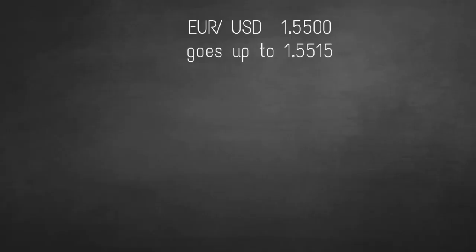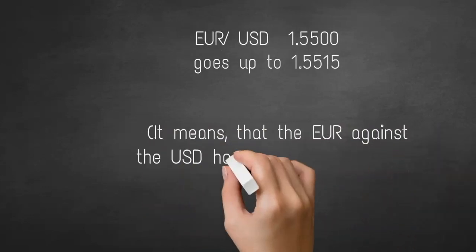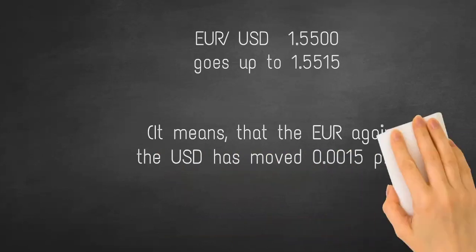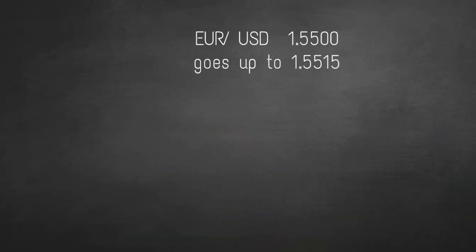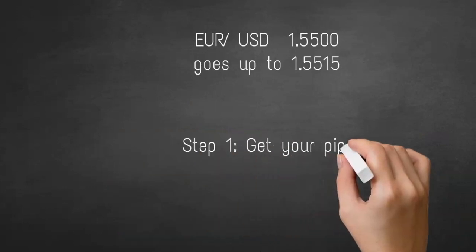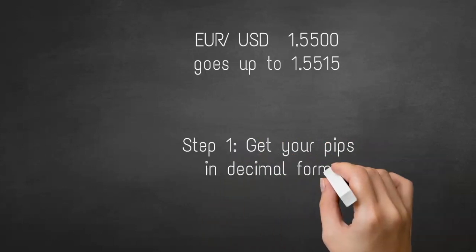In our first example, we're going to use the Euro USD, which goes up by 0.0015. So step 1, get your pips in decimal form.